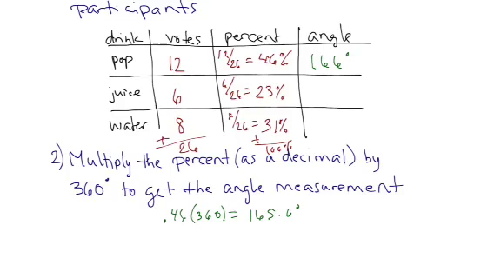Then for juice, we'll take that percentage, 0.23 times 360, and that's 82.8. Again, I'm going to round it to 83, not percent, but degrees. And then how many people chose water? Well, that would be 31% of people chose water, so 31% times 360. Again, you got to switch it back to that decimal form. And I got 111.6, or again, rounding that to 112 degrees.